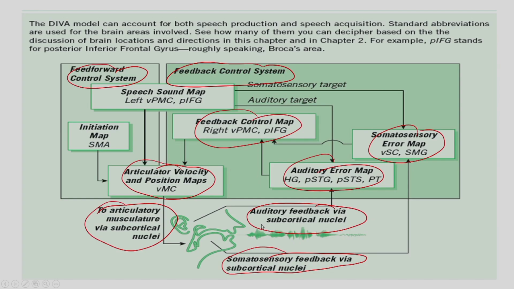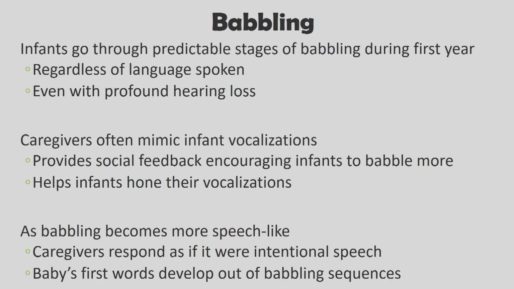So, that is what the DIVA system is, and this is how the DIVA system works. You have this feed forward control system, you have a feedback control system, and then you have something called the somatosensory error map, the feedback control map, and this is how information is sent back to the articulators to control them. And so, this is the dorsal happening. Now, how does the development of speech production happen? How do infants develop speech?